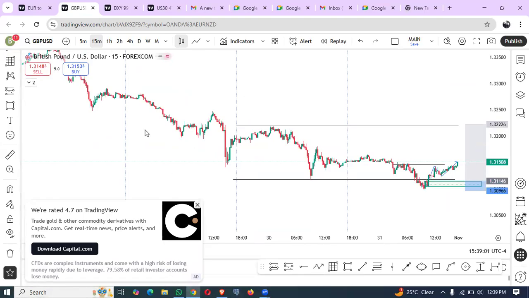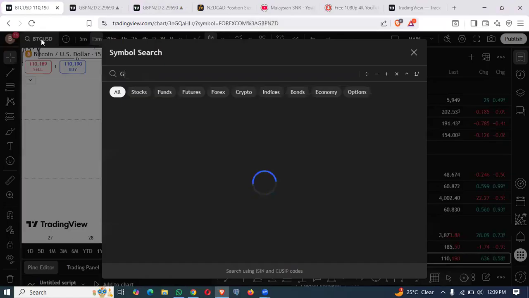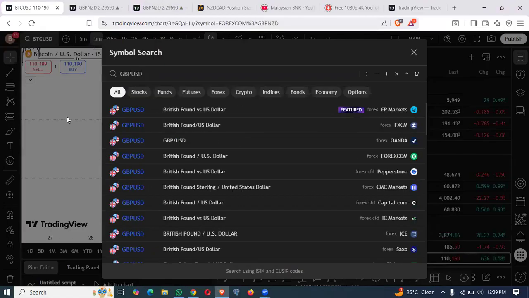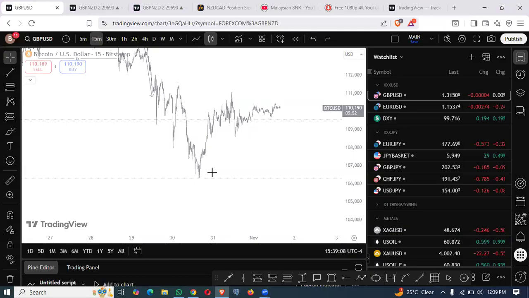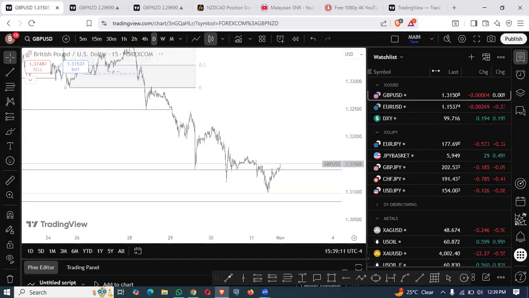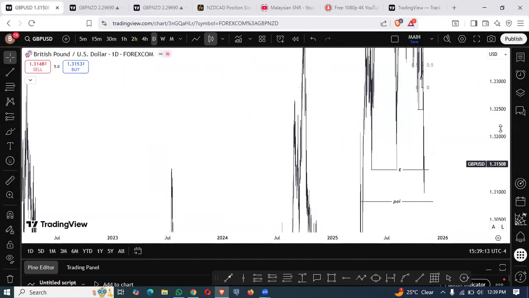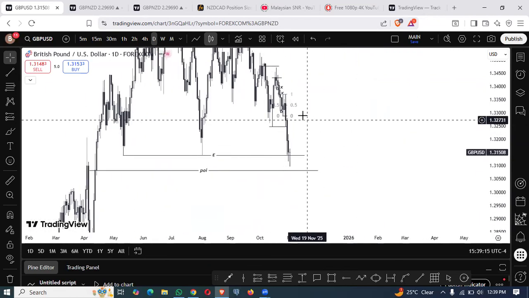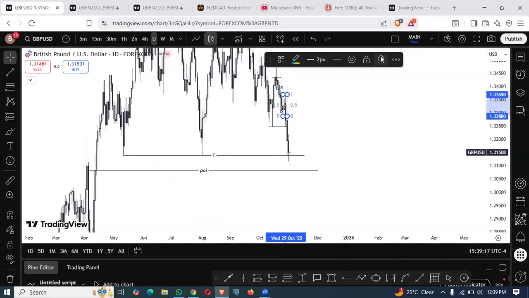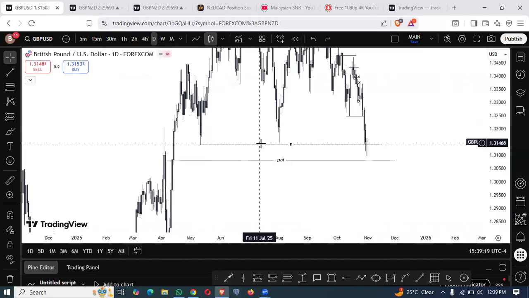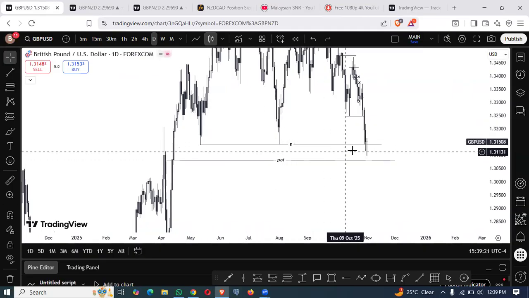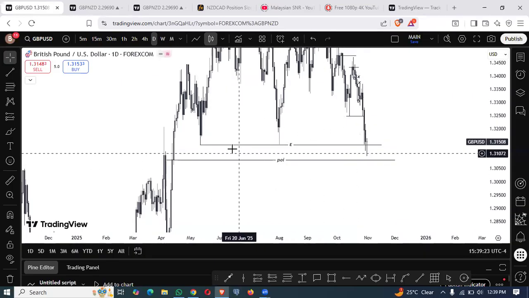Let me use this to show you. GBP USD. You're with me? Yes, I'm with you. Good. So you check your daily. Why I won't take that trade now is that you see these equal lows. Market already swept them. Market already closed below them.